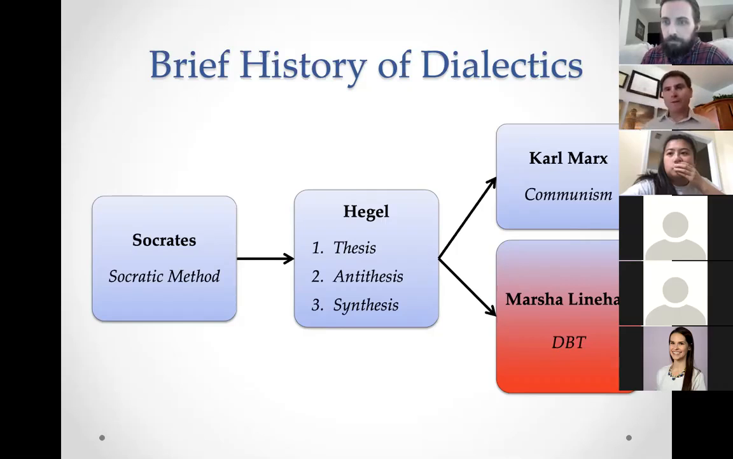So now we're going to fast forward many hundreds of years to this guy named Hegel. He was a German philosopher. And what he noticed was, it wasn't just Socrates and his students that learned how to be dialectical. What Hegel noticed was really this is how all human knowledge tends to evolve. And if you think about it, Hegel was right.